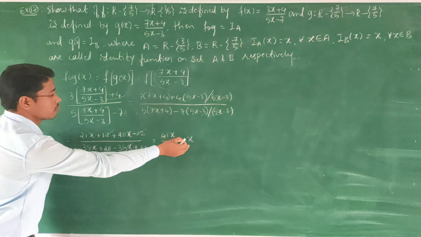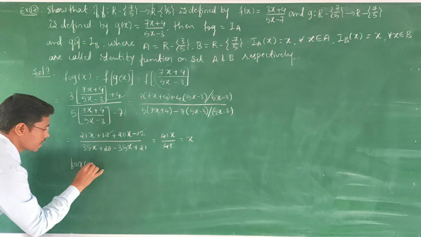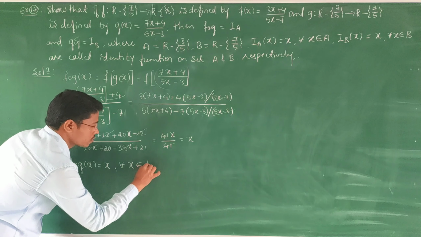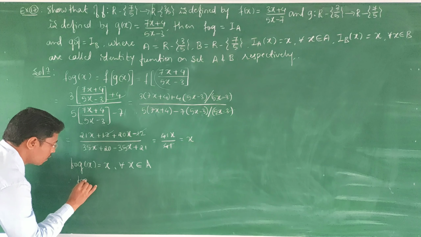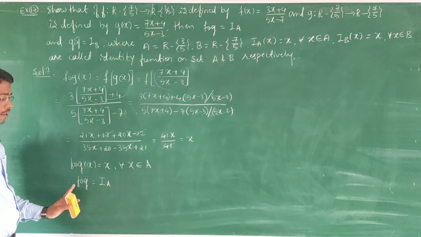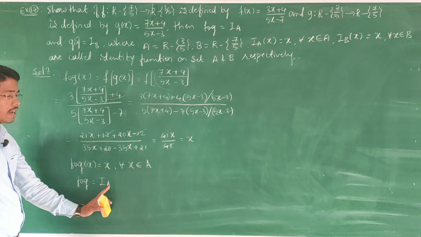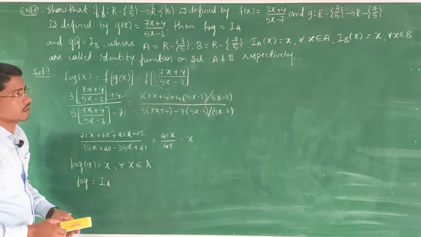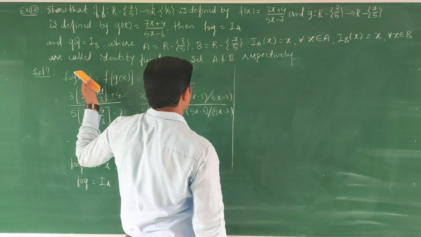Therefore g of f of x equals x for all x belongs to A. Right? So therefore g o f equals the identity function of A. So g o f equals I_A, where I_A is the identity function of the set A. Now let us see, the first part is completed.